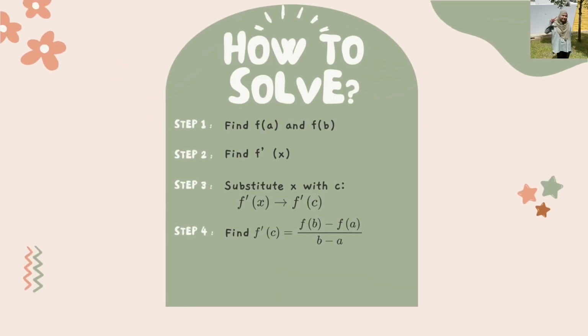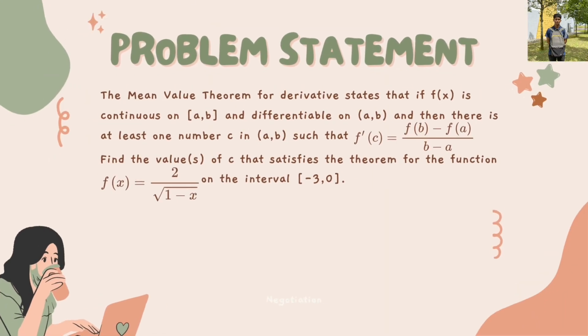There is 4 steps on how to solve mean value theorem question. Step 1, find f(a) and f(b). Step 2, find f'(x). Step 3, substitute x with c. Step 4, find f'(c) equal to (f(b) − f(a)) over (b − a). Now we jump to the problem statement.